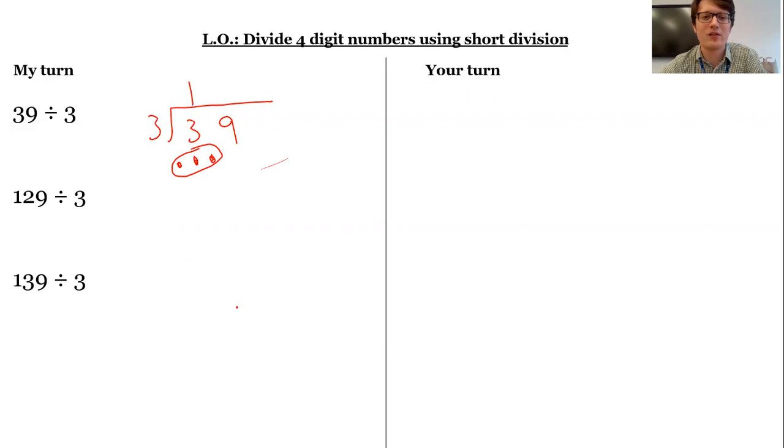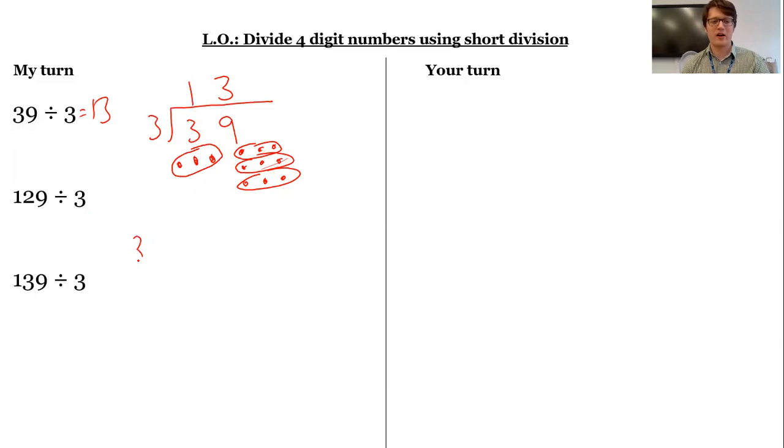1 times 3 is 3. One group of 3 is 3. How many groups of 3 can I make out of 9? Well, let's draw my 9. I get 1, 2, 3. I can make 3 groups of 3. There are 3 lots of 3 in 9. 9 divided by 3 is 3. And that one's quite straightforward because there's no remainders, there's nothing left over. 3 goes 13 times into 39. 39 divided by 3 is 13.